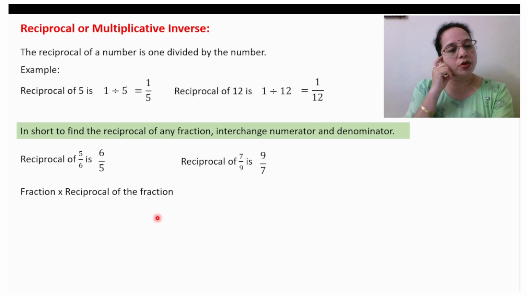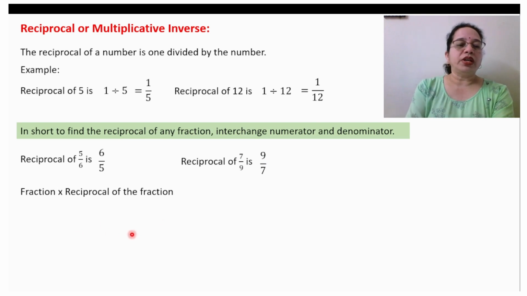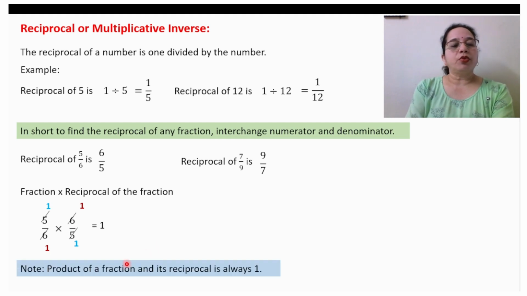Now just find the product of a fraction and the reciprocal of that fraction. So take the example 5 upon 6 and 6 upon 5. So this is multiplication of fractions, so you can cut the numbers. 5 ones are 5, 6 ones are 6. And your answer is 1. So whenever we find the product of a fraction and the reciprocal of that fraction, your answer is always 1. This is your work. You just try with the product of these two numbers and find out whether you are getting 1 or not.